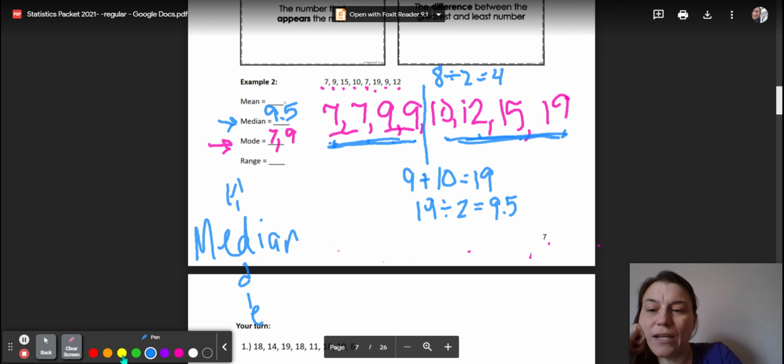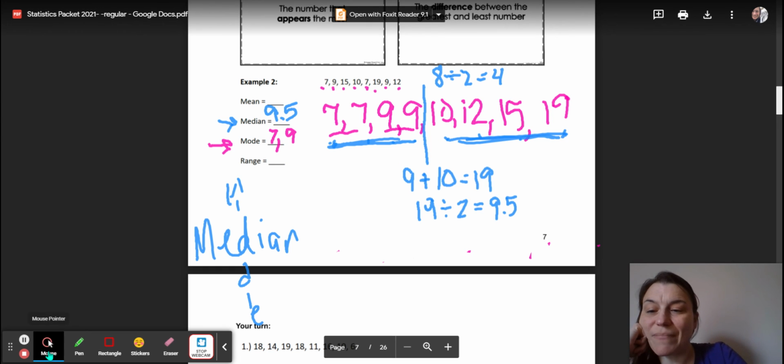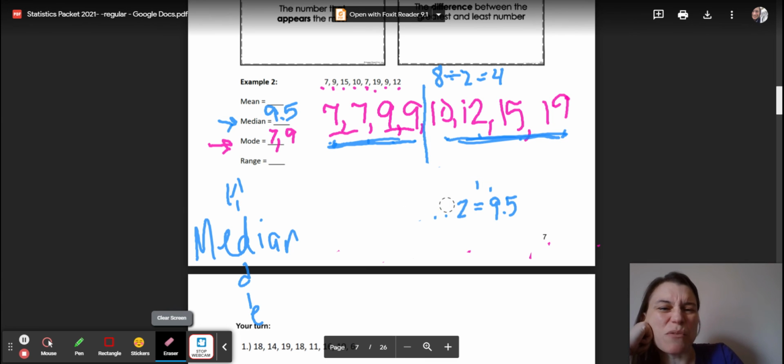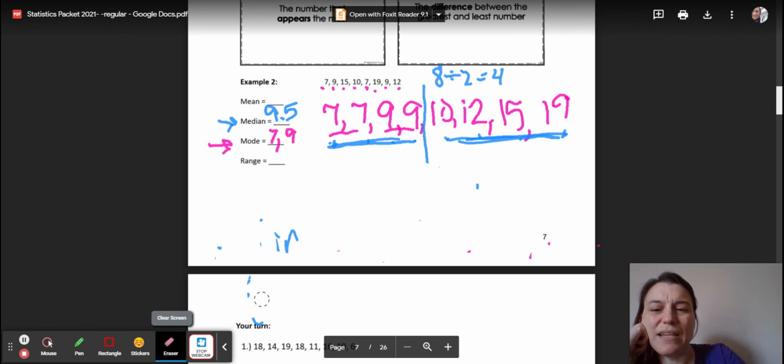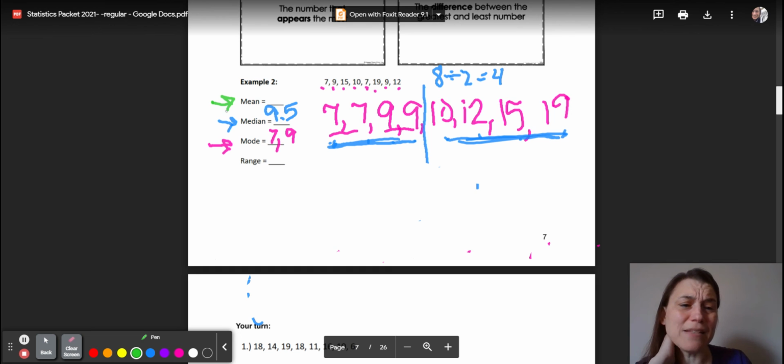So I can't avoid it any longer. I now need to find the mean. And the mean is the mean one. It's the one that's really mean. It makes me do the most work. That's how I remember that. The mean is mean. I have to do the most work when I find the mean. So let's find the mean. We're going to add these numbers up and then divide them by the number of numbers.